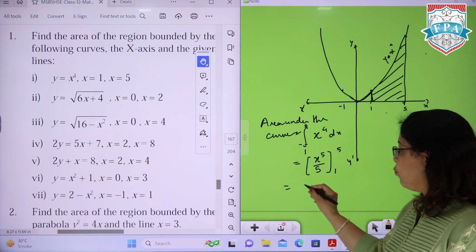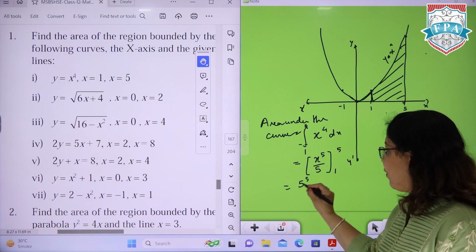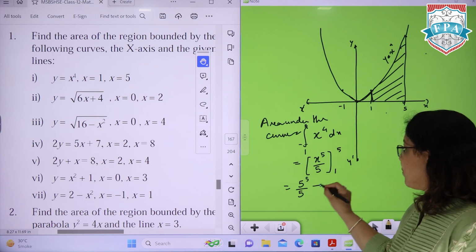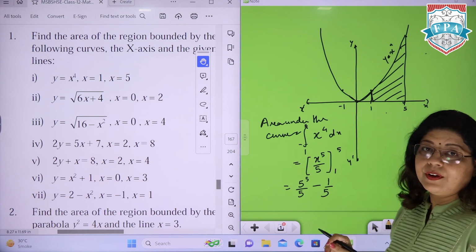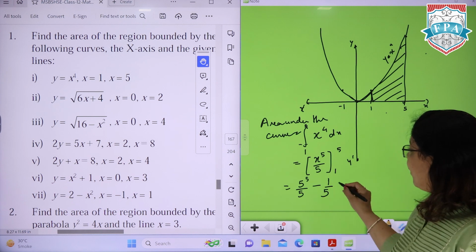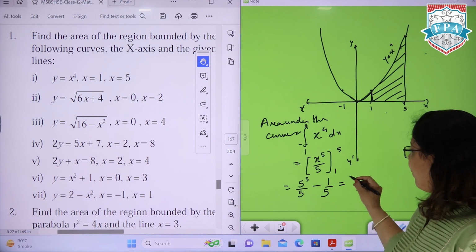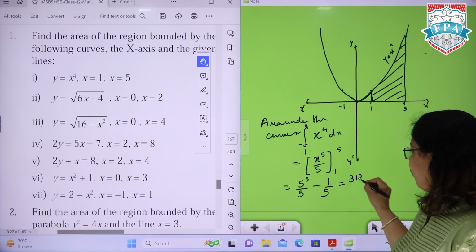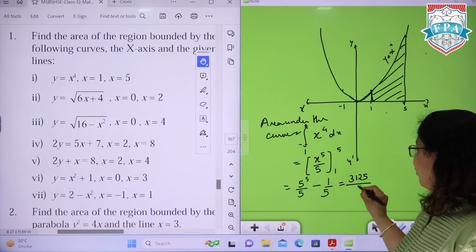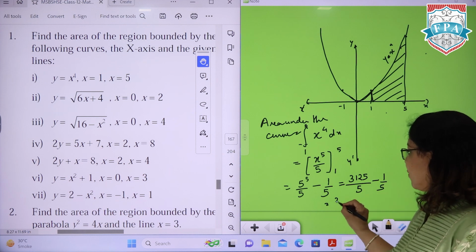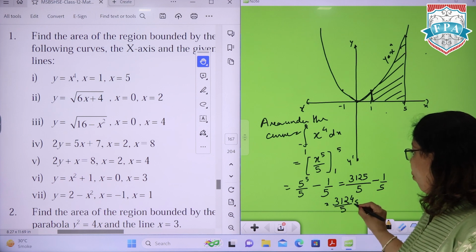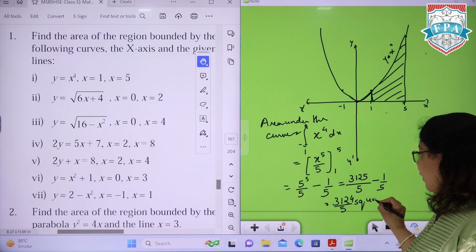Now first substitute 5 over there. So this is 5 to the power 5 by 5. Then substitute 1 over there, which is 1 by 5. Okay. So when you put this value, what are you getting over there? 5 to the power 5 is 3125 divided by 5 minus 1 by 5. And your final answer will be 3124 upon 5 square unit.